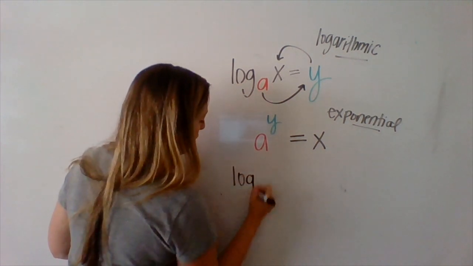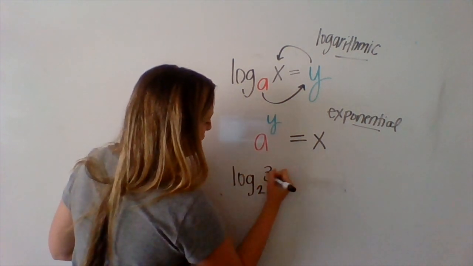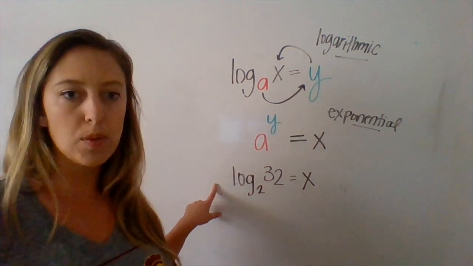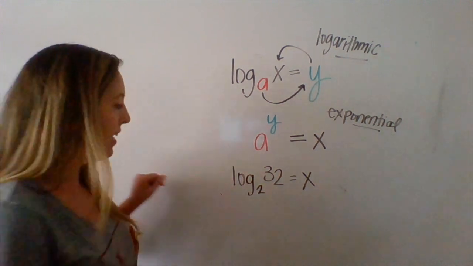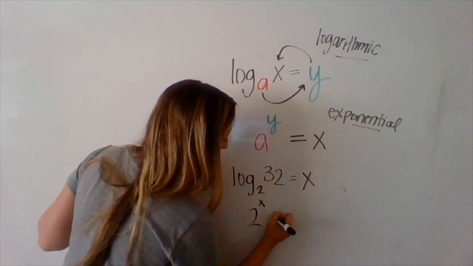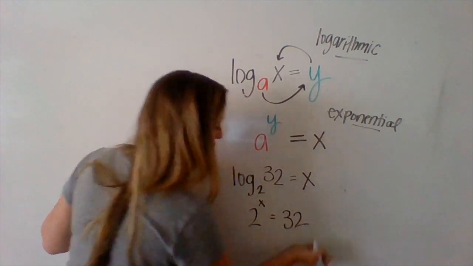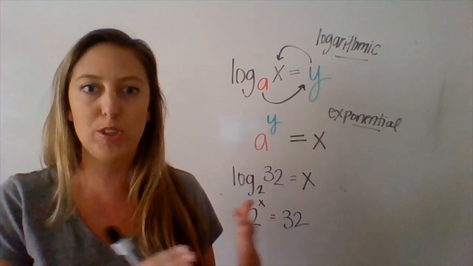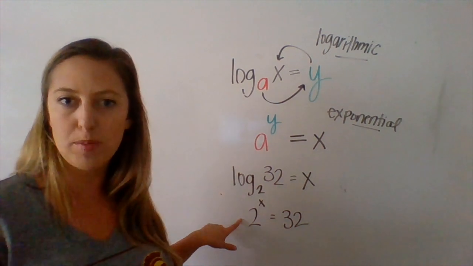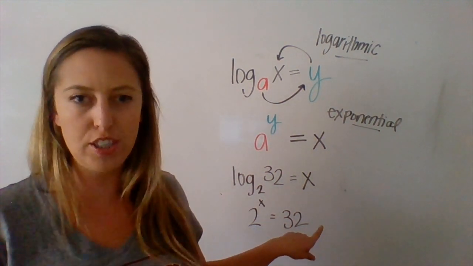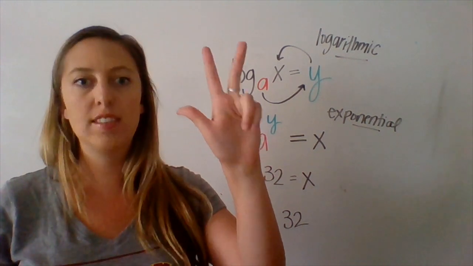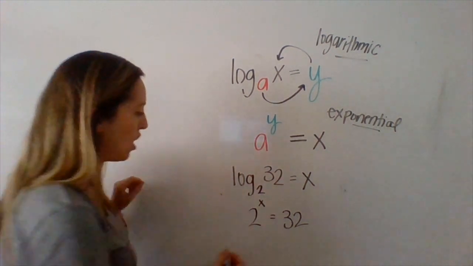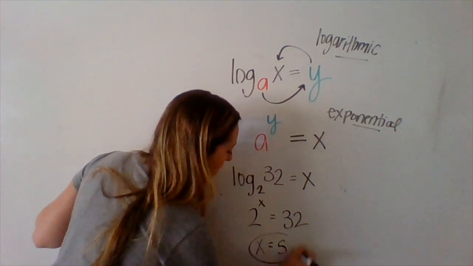If I had log base 2, 32 equals x. Okay. What this is saying is we're going to start with the base, just like we did up here. It's saying 2 to what power is going to give me 32. Okay. And then think about the idea of an exponent. Remember, exponents are repeated multiplication. So this is saying, how many times do I multiply 2 times itself to give me 32? 2 times 2 is 4, times 2 is 8, times 2 is 16, times 2 is 32. So I used 5 2's, so that would mean that my x must equal 5.